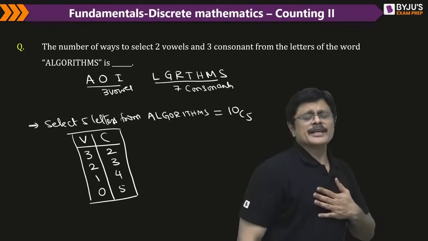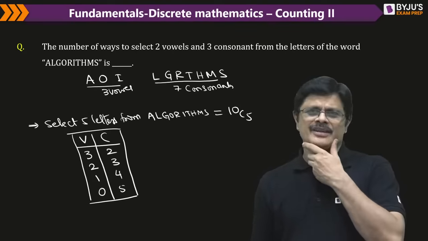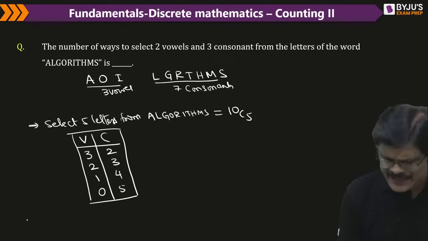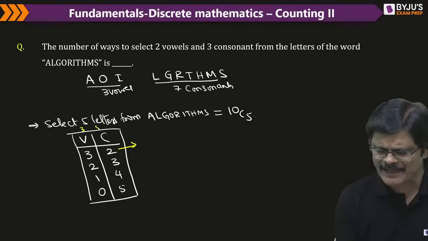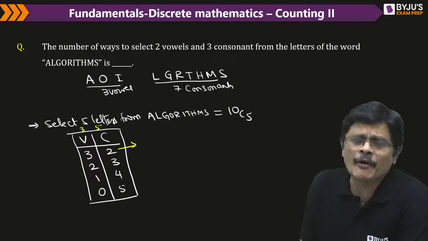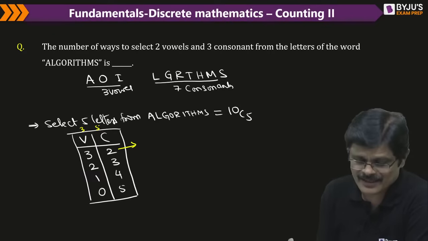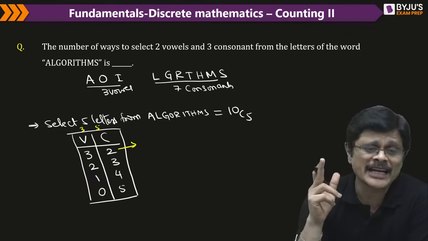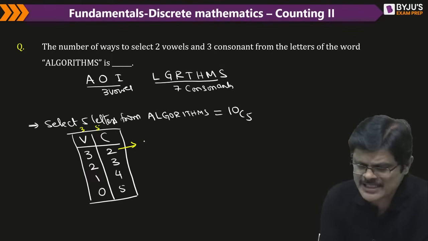Normally, if you just ask a question like select 5 letters, it's a simple question, you can do it in 10C5 ways. But in this 10C5, if you observe this particular case, we have 3 vowels and 2 consonants. How can you select 3 vowels and 2 consonants? When you say 3 vowels and 2 consonants, vowels must be selected from vowels only, and consonants must be selected from consonants only. So this can be done in 3C3 into 7C2 ways.